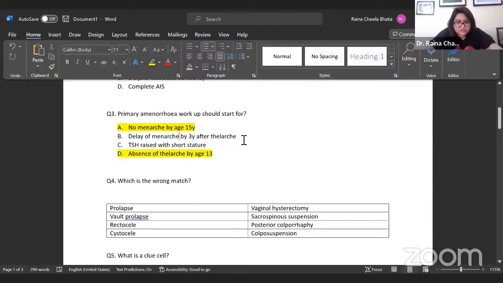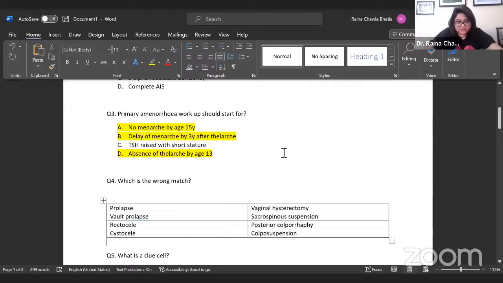I'm not sure what the questions were, but usually after thelarche, that means breast development, menarche starts by 2 to 3 years. So this could also be a possible option. I do not know what were the options. It was A, B, D, or A, B, or A and D only. So this is also a possible correct answer in this.